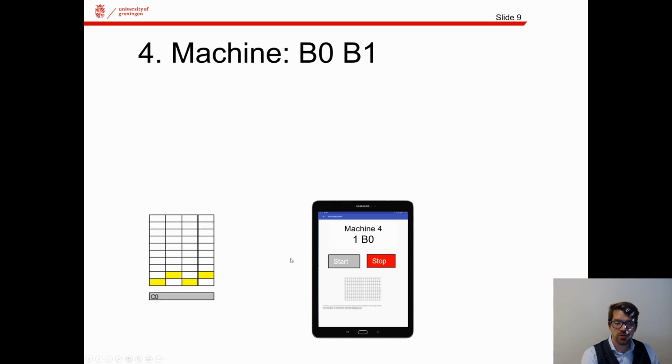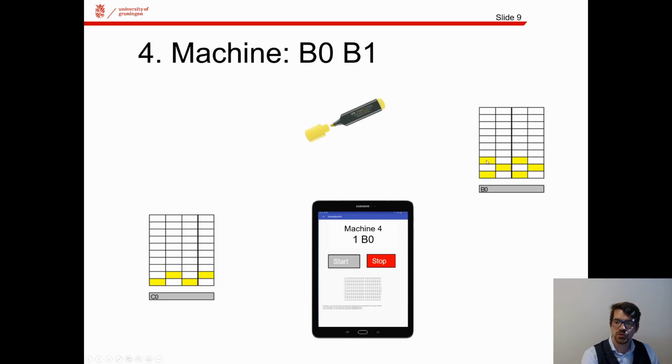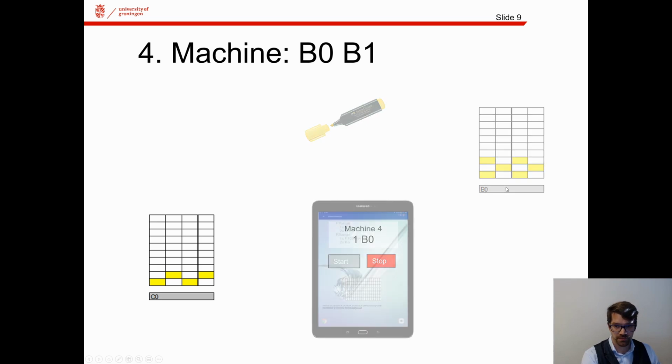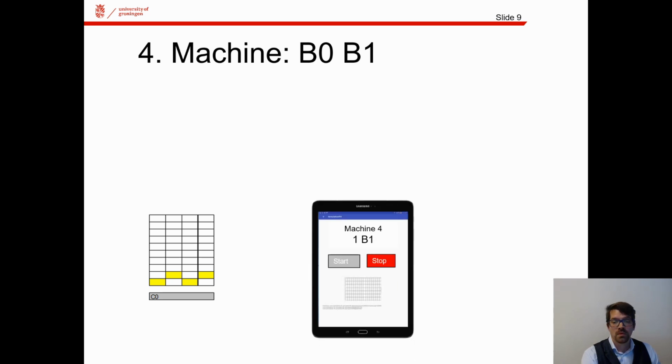The good news is the raw material or input material in this machine is always C0. So based on C0, we can produce B0 or B1. For producing B0, we need the yellow text marker and we have to paint those 2 cells. When we have done that, B0 appears.